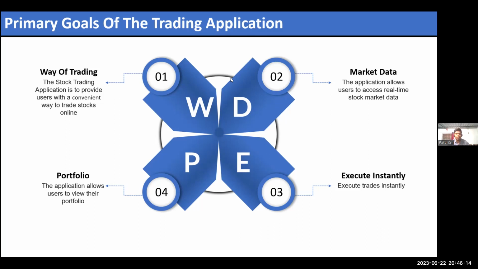Now the portfolio of the application. The application allows users to view their portfolios and execute instantly. I think this is the main, important part of the application, like execute instantly. For example, today the market for cement is going to increase, but we have no idea about that. Today the market goes up, and we are not taking a step to buy the stock. So executing instantly is the major part of the application.